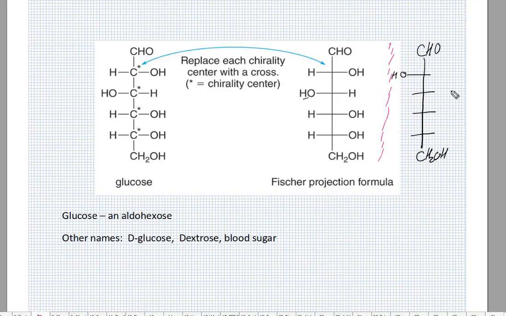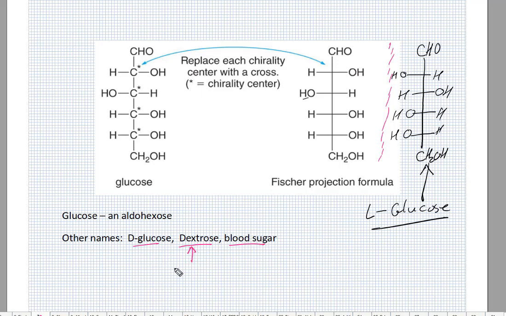Here, this alcohol group is on the left. In the mirror, it'll be on the right. These two are on the right. In the mirror, they'll be on the left. Hydrogens too, and so now I've drawn the enantiomer. This is L glucose, not naturally occurring.